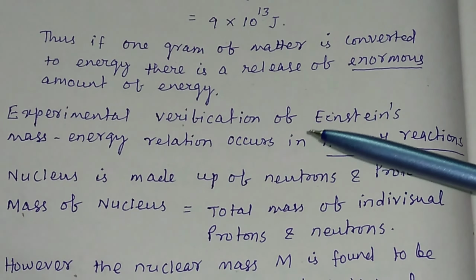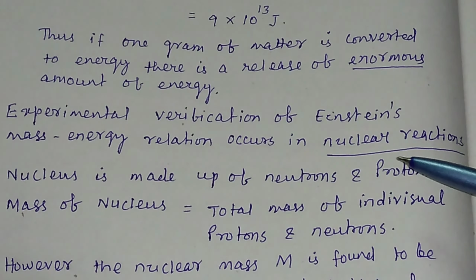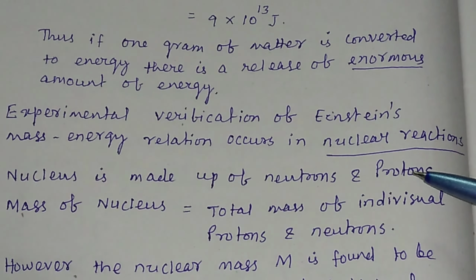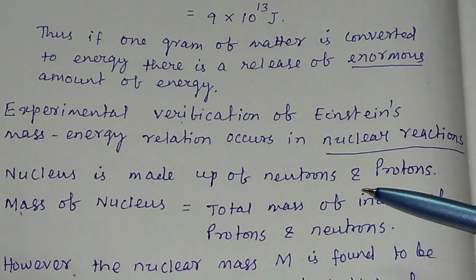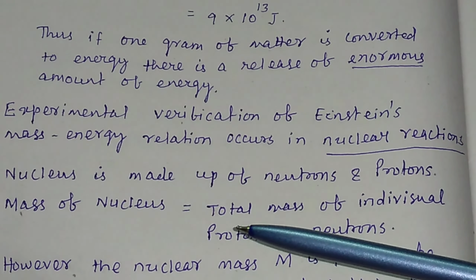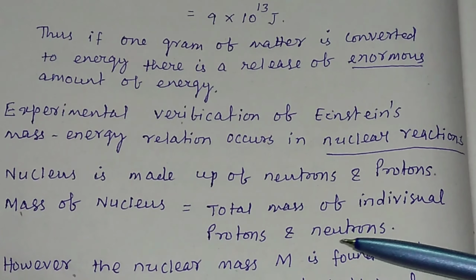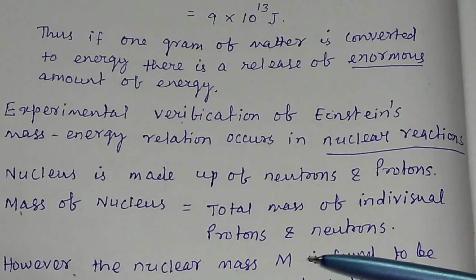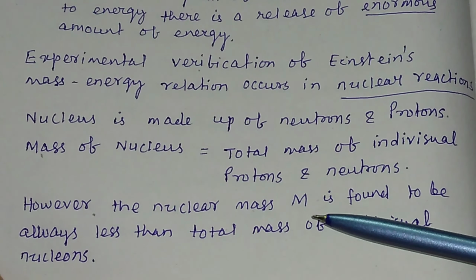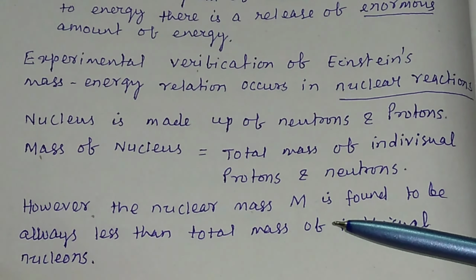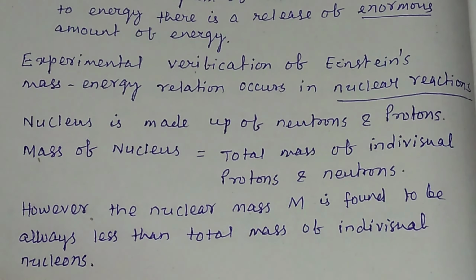The experimental verification of Einstein's mass energy relation occurs in nuclear reactions. Nucleus is made up of neutrons and protons, and one might expect the mass of the nucleus to equal the total mass of the individual protons and neutrons. However, the nuclear mass, if we represent it as m, is found to be always less than the total mass of the individual nucleons.